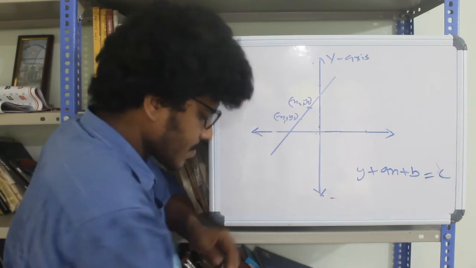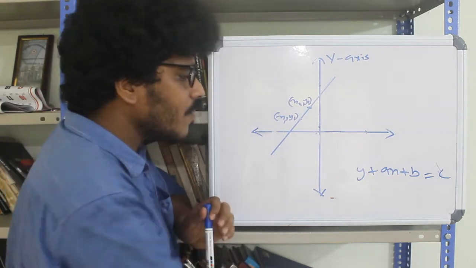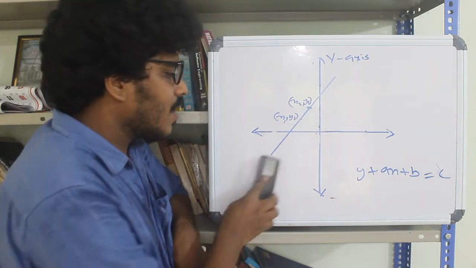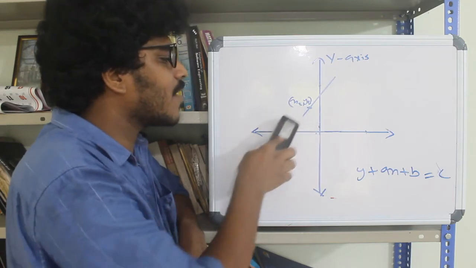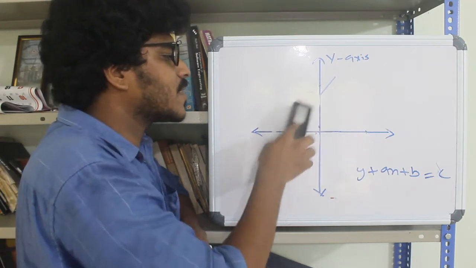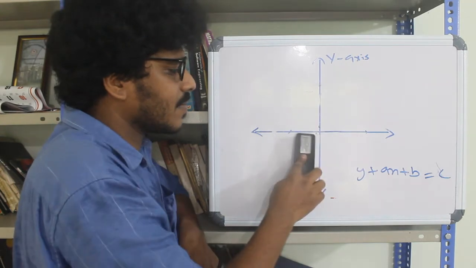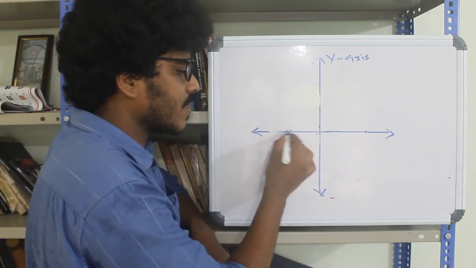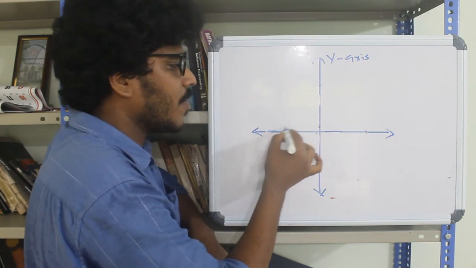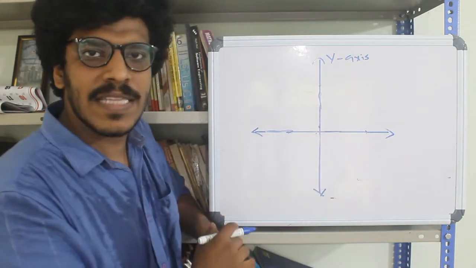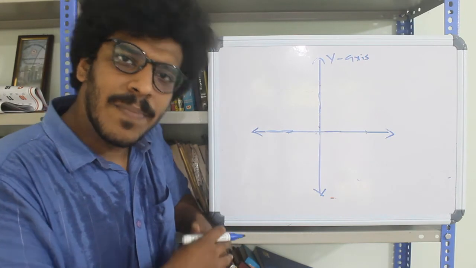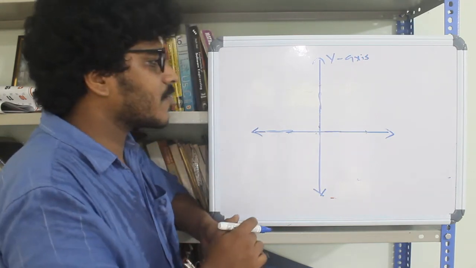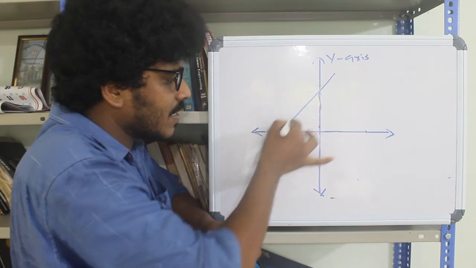Right. So how do we practically draw the graph of an equation, especially of a linear equation? How do we draw the graph of a linear equation? We'll be better convinced if we go with an example. But before moving to an example, I need to explain something other than this.